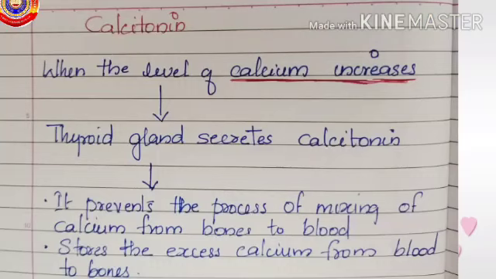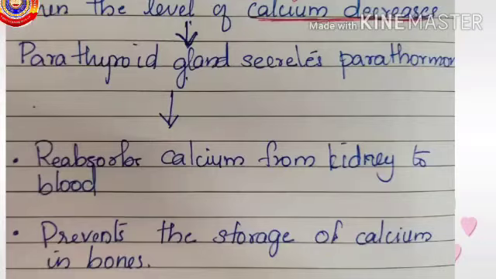When the blood calcium level increases, the thyroid gland secretes a hormone called calcitonin. It prevents the release of calcium from the bones into the blood, and also it stores excess calcium from the blood in the bones. When the blood calcium level decreases, the parathyroid gland secretes a hormone called parathormone. It reabsorbs calcium from the kidney to the blood, and also it prevents the storage of calcium in bones.